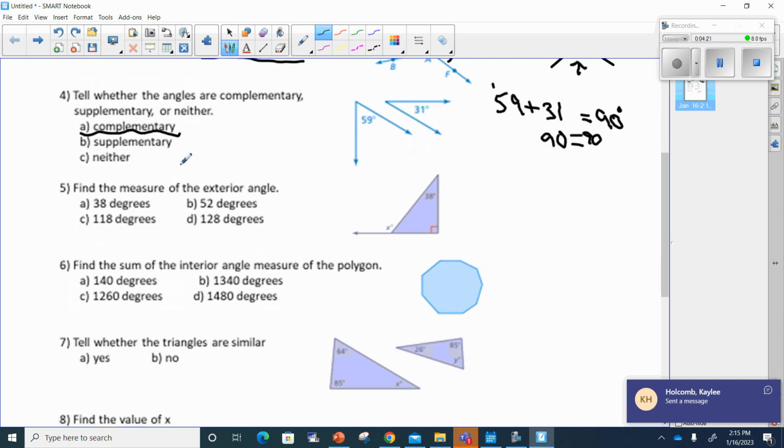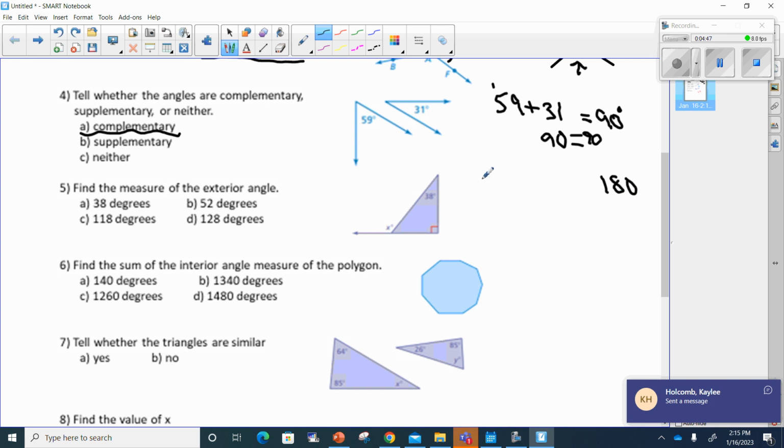All right, we're going to number 5. Find the measure of the exterior angle. Exterior angle is X here. And we see this one is 38, excuse me. And this is a 90-degree angle. So now we remember our rule that all triangle measures, right, the sum of the interior angles of a triangle have to equal 180.